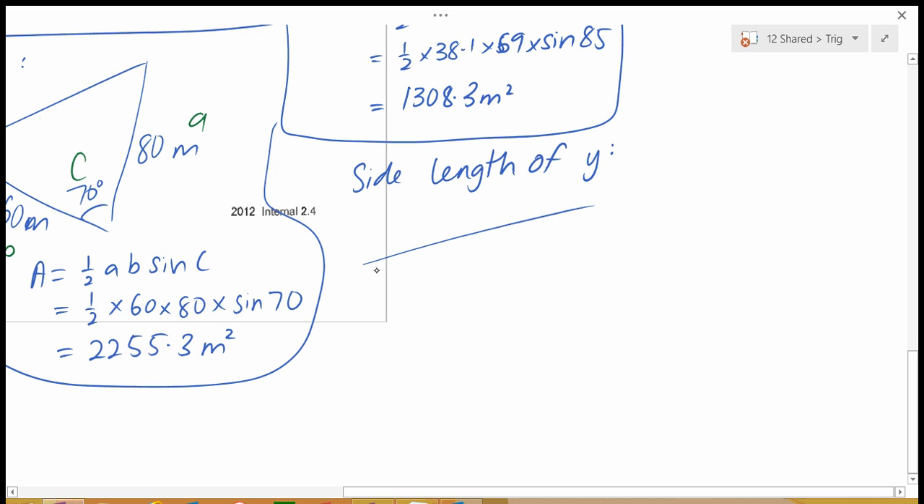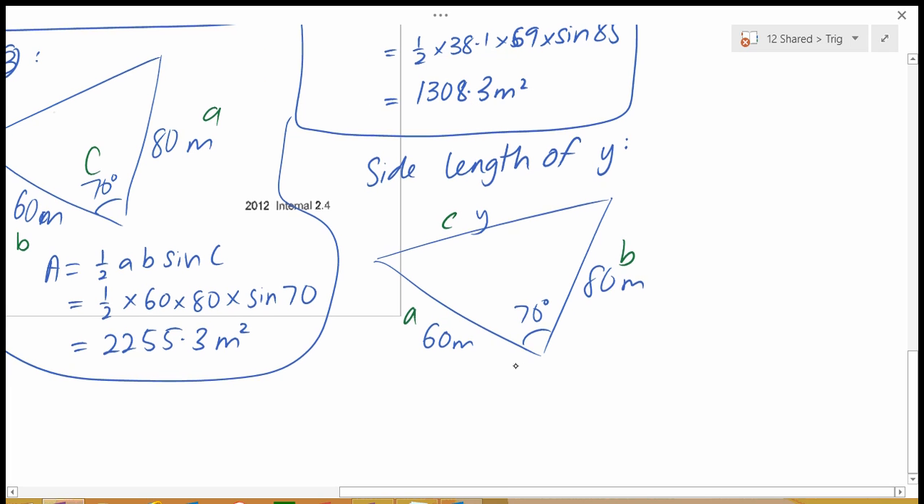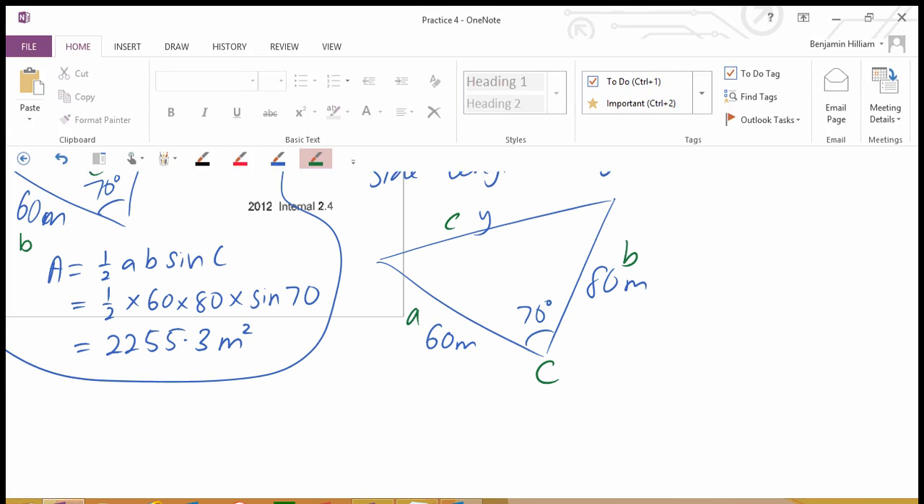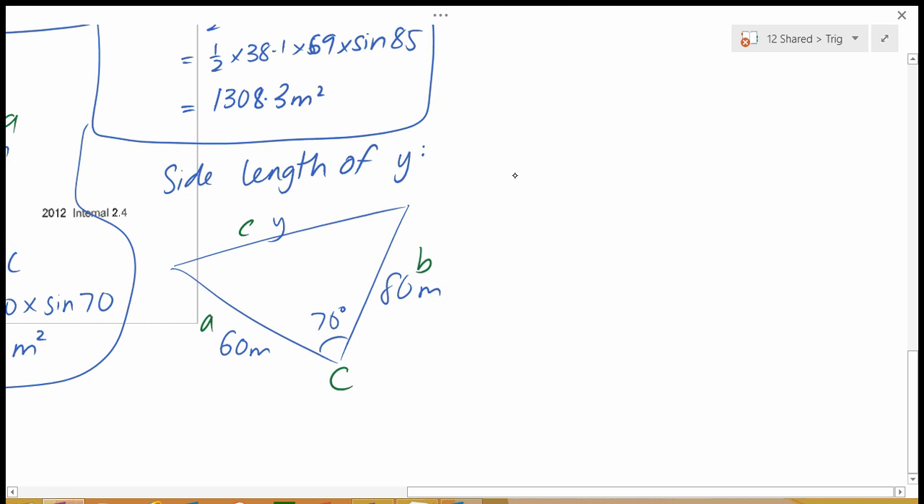Okay, so I'll draw out my triangle again. So I've got 80, 70 degrees, and 60 meters. And we're working out this, which is Y. So I'll label my triangle. So I'm going to label it A, B, and C, because that's how it's labelled for the cosine rule. And so this here is going to be capital C. Alright, so we need to write out the cosine rule. So that's C squared equals A squared plus B squared minus 2AB cos C. So C squared is what we're looking for, so I'll call that Y squared.